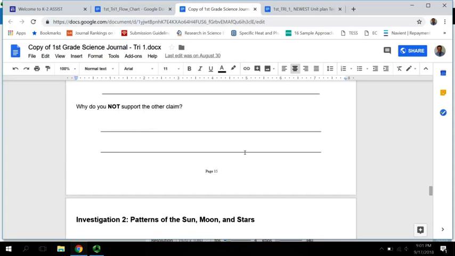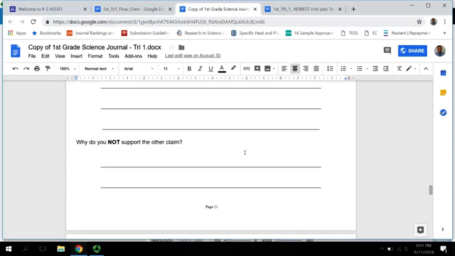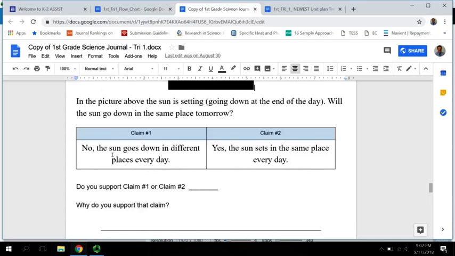And then this is important. Why do you not support the other claim? Because when you make a scientific claim, you should have evidence to back your claim, and you should also be able to refute the claims of others. So we want them to think about why this other one is not right.